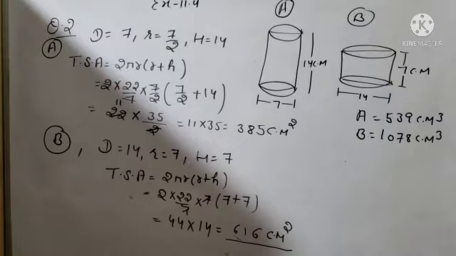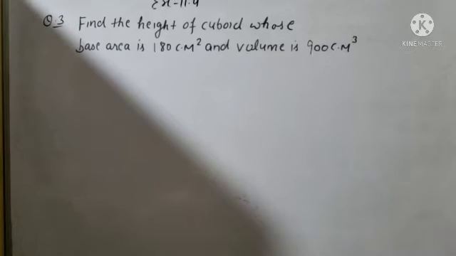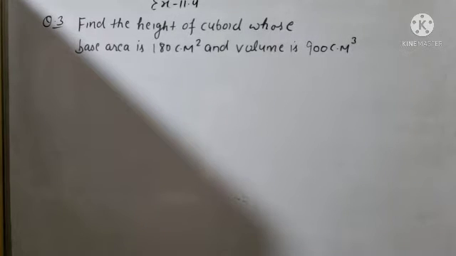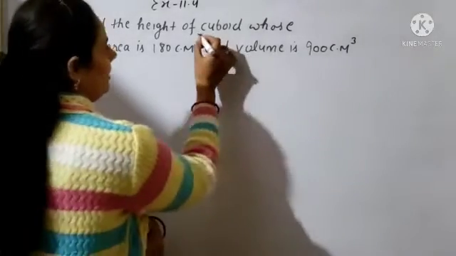Now the next question. Yes, let's start our next question. Question number third. It is given, find the height of the cuboid whose base area is 180 centimeter square and the volume is 900 centimeter cube. Okay, so this is a cuboid. It is the type of a cuboid.